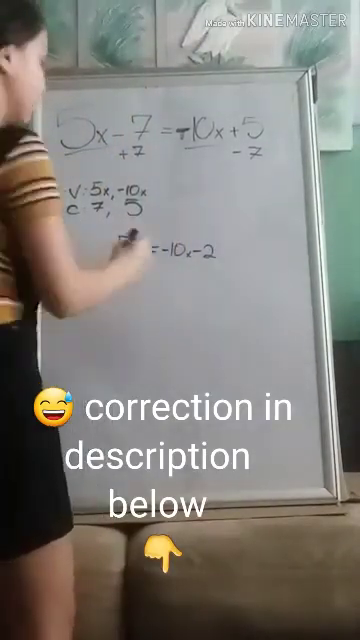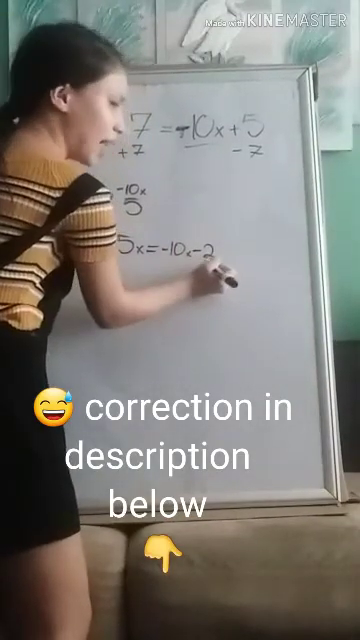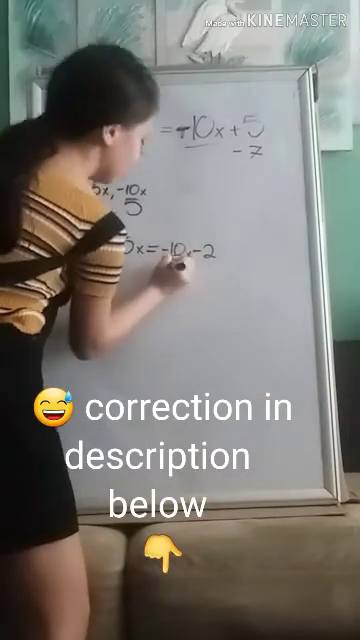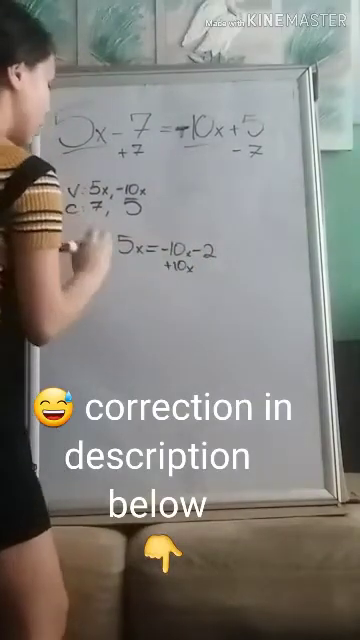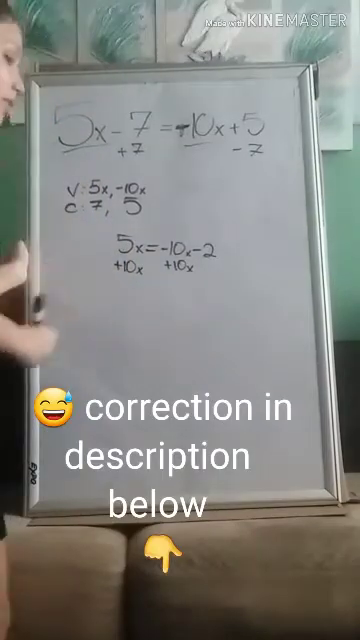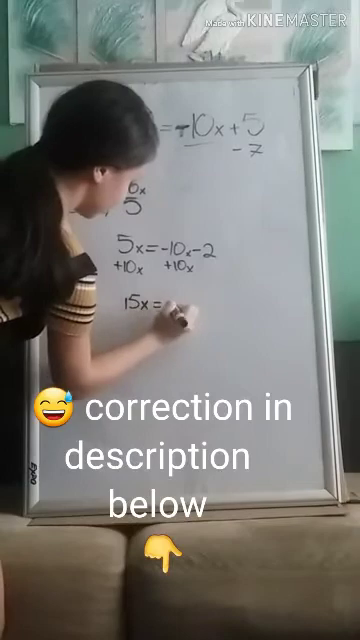Next thing you want to do is get rid of a variable. So you see we have a variable up here, and we can't really add these together. So you have to move this over here. In order to do that, you have to add 10x. That would get rid of it on this side. But what you do to one side, you have to do to the other. So now it would be 15x equals negative 2.